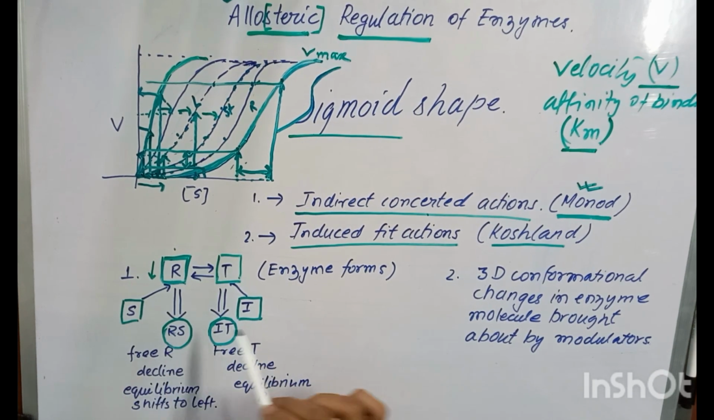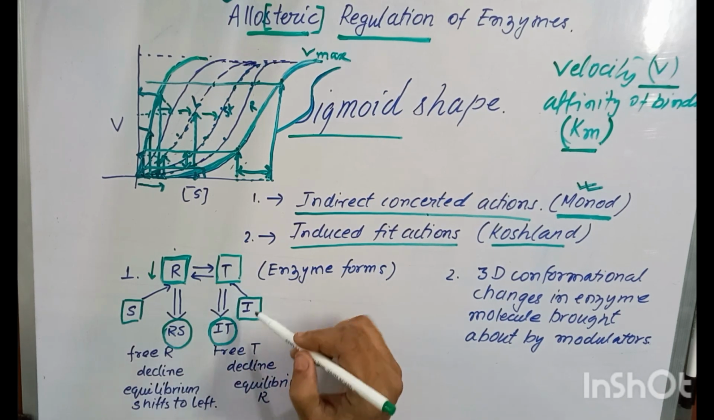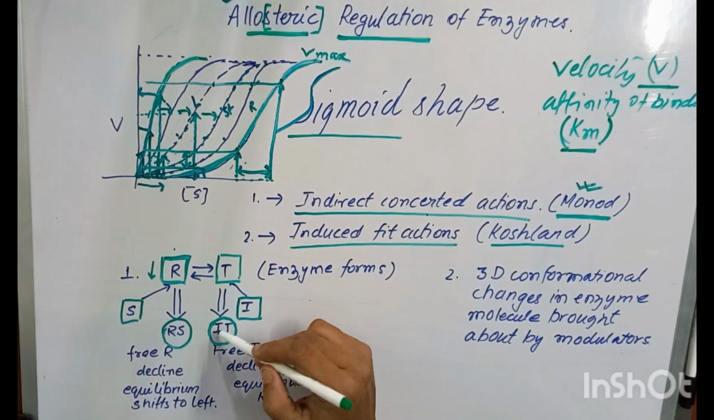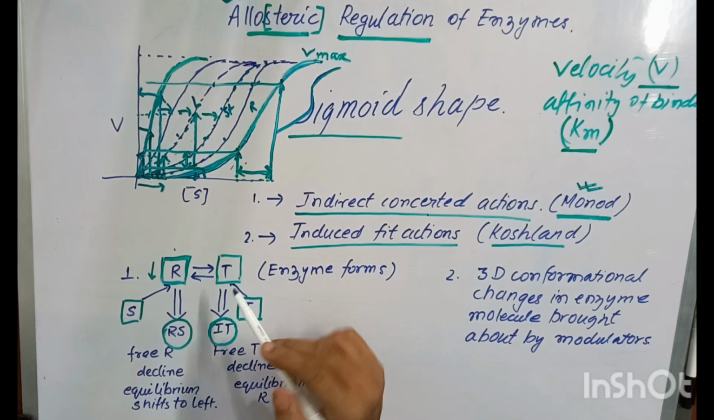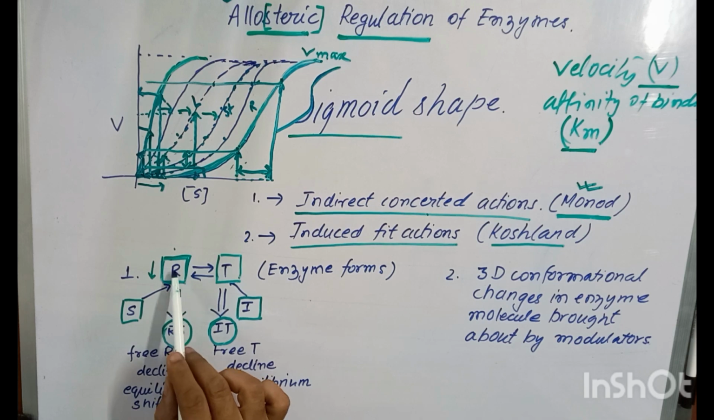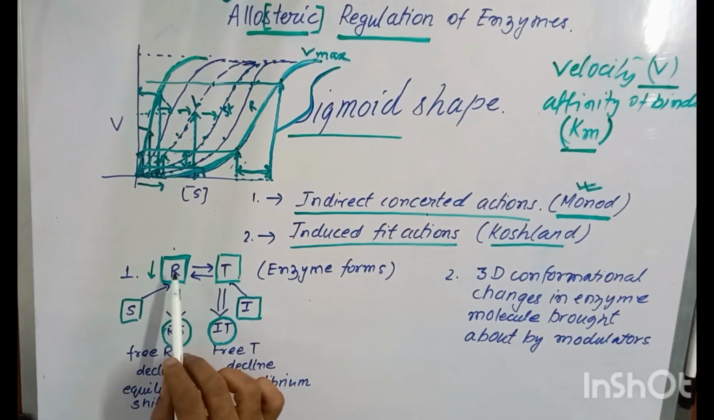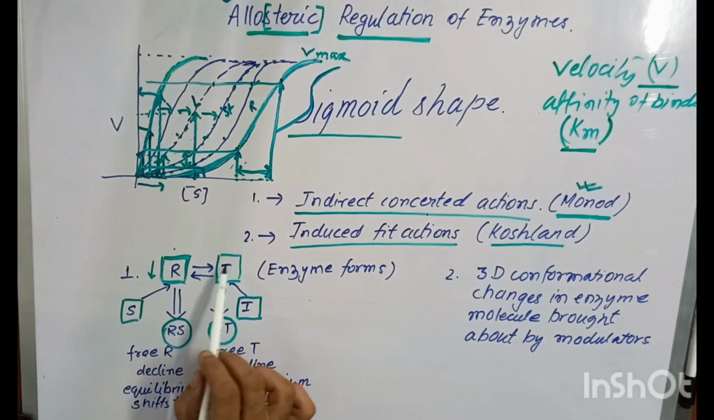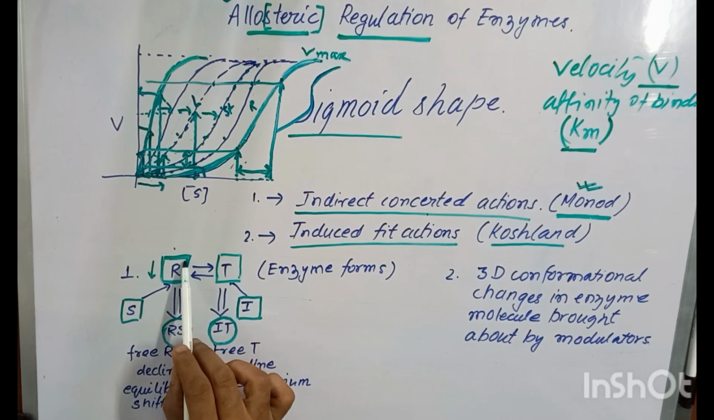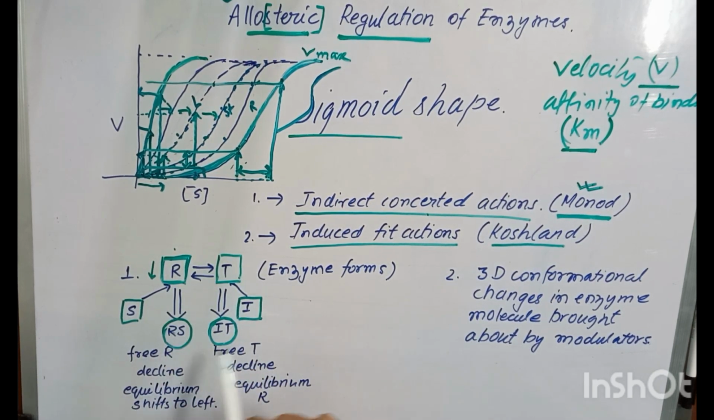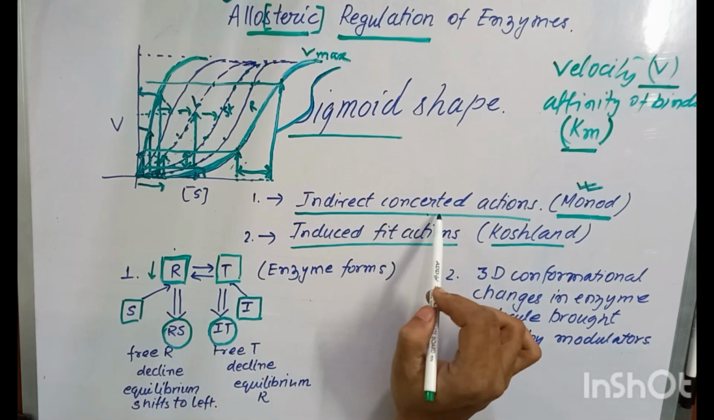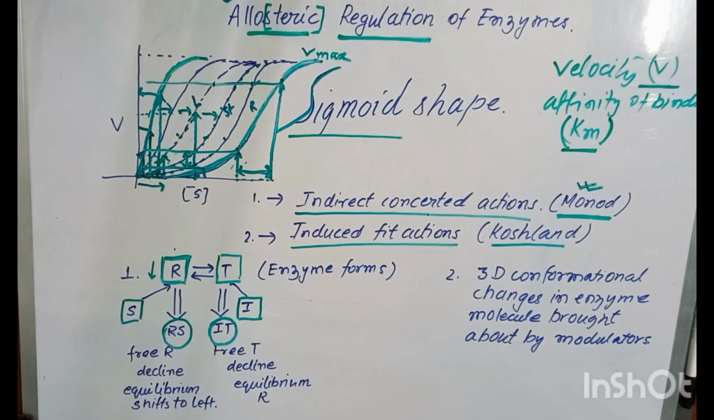On the reverse, if an inhibitor binds to the T form and forms the complex of the inhibitor with the T form, the R form will convert reversibly, because these two forms are interchangeable. More R forms will get converted to T forms, and the reaction will be inhibited. So this is the basis of the indirect concerted actions model of Monod.